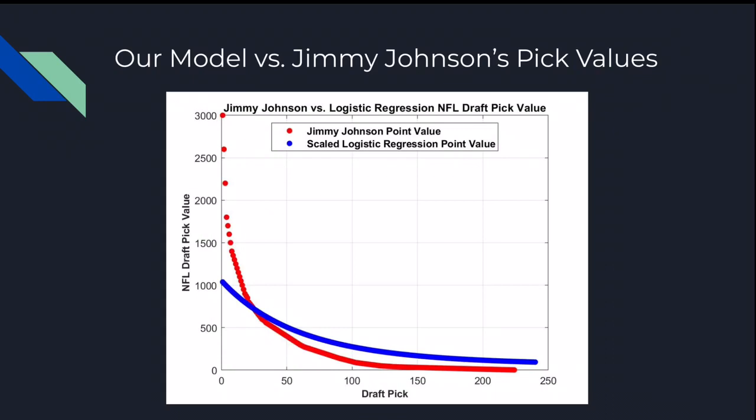The results of scaling our model as such are shown in the graph. Johnson's pick values are also shown. As you can see, Johnson assigns much more value to early picks than our model does, and he assigns less value to later picks than our model does. Overall, Johnson's values indicate a much larger range in pick value than our model believes there is.